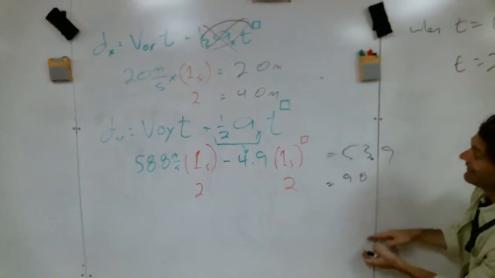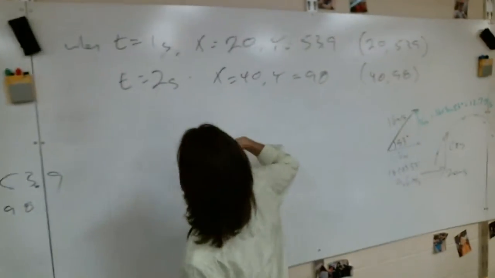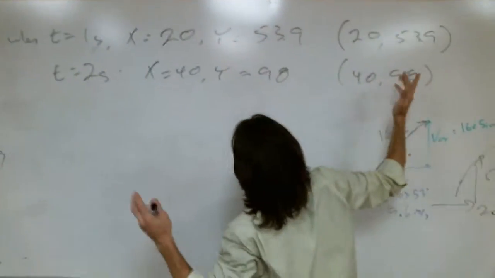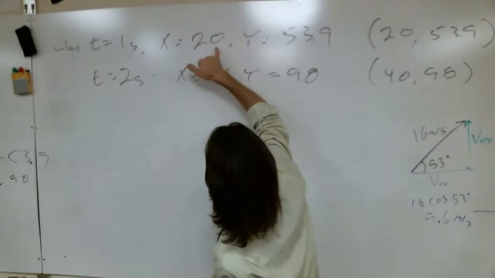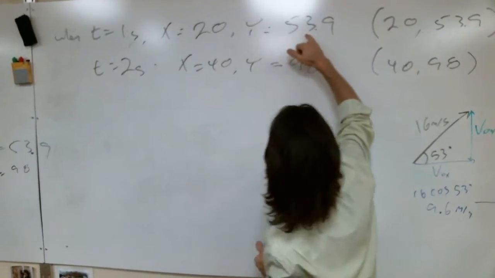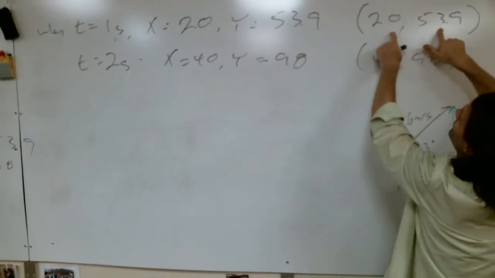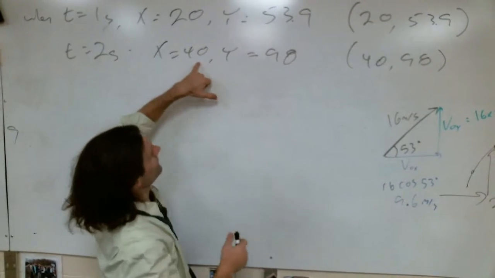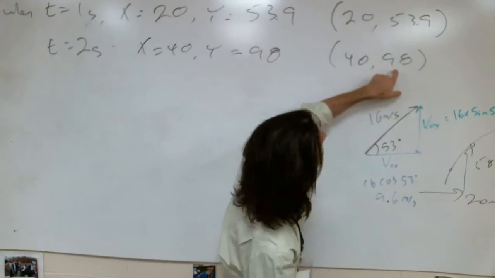So you just keep plugging those numbers in the calculator, in the magic box, and what you end up with is a set of ordered pairs like your math teacher would tell you in math class. When time is 1 second, your x position is 20 meters, your y position is 53.9. Well, that's just an ordered pair, 20, 53.9. 2 seconds later, your x is 40, your y is 98. That's another ordered pair, 40, 98.